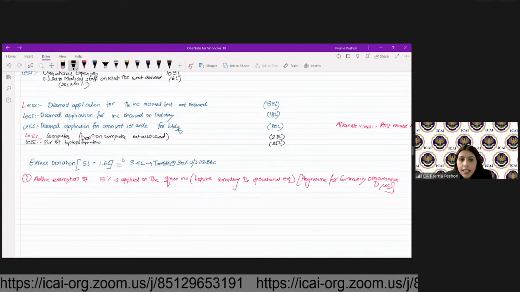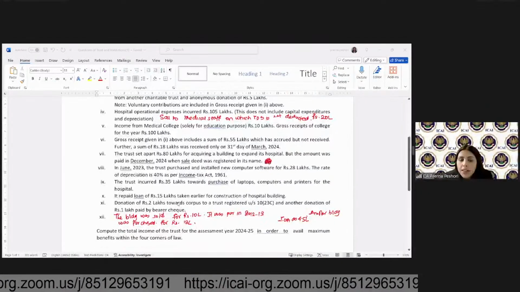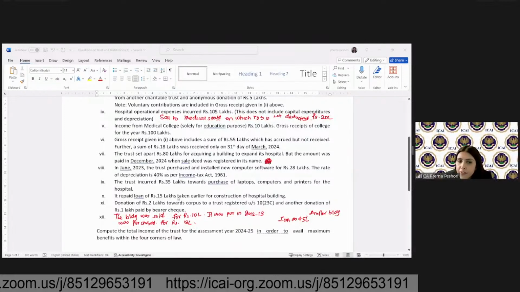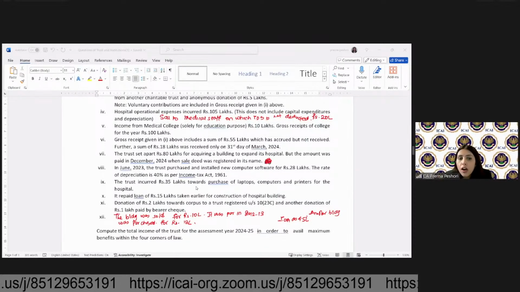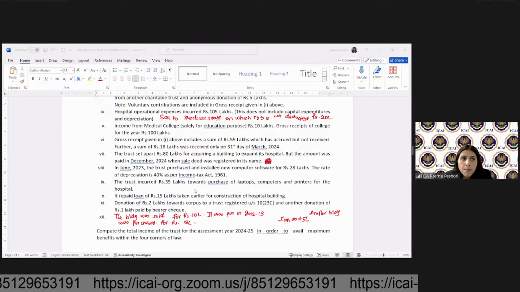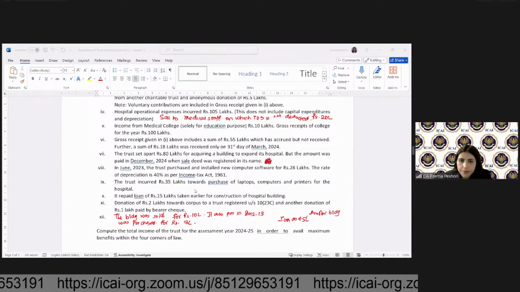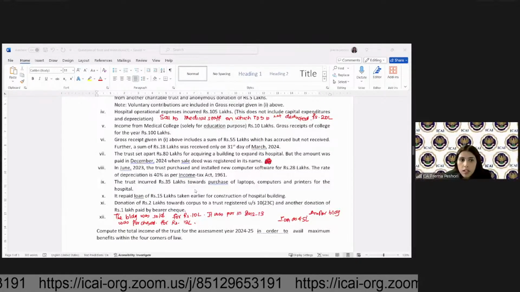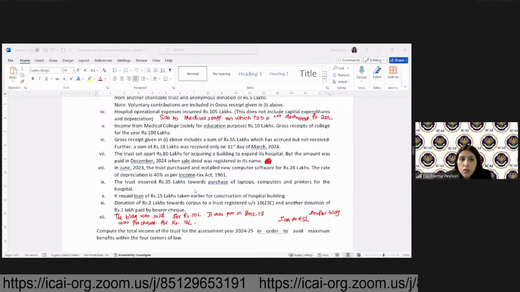Yes. Then the next one is: the trust has repaid the loan of rupees 15 lakhs taken for the construction of the hospital building. So what would be the impact of this repayment of loan? We discussed that day also. Yes, repayment of loan.